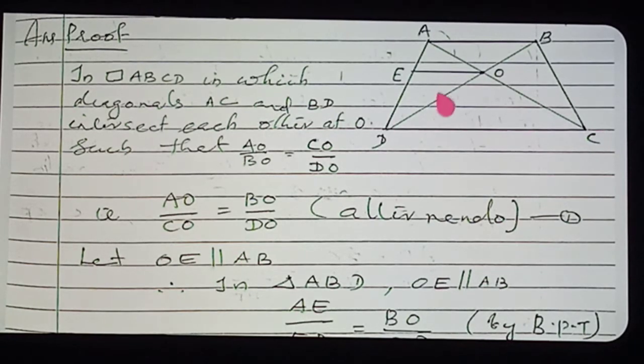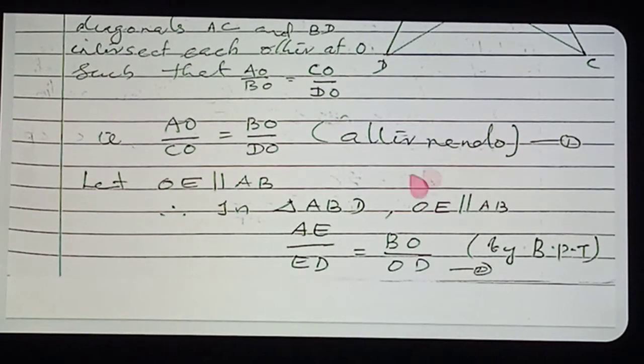OE is parallel to AB, in which diagram? Then which triangle do you want to take? Triangle ABD. In triangle ABD, OE is parallel to AB, OE intersecting the other sides AD and BD at the points E and O in the same ratio. So that only we have written downside.